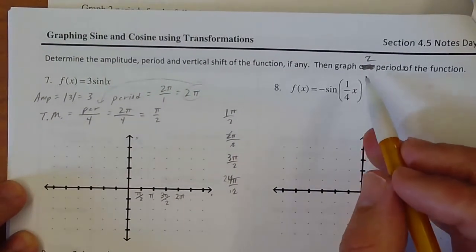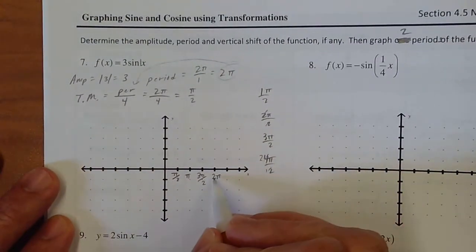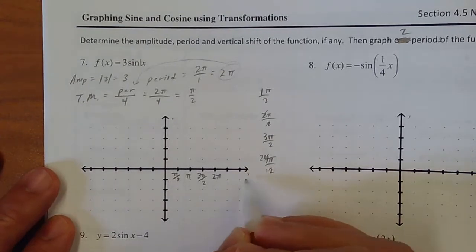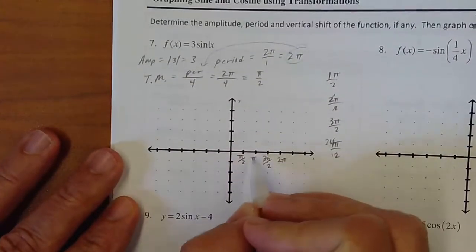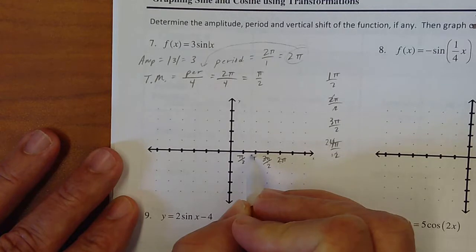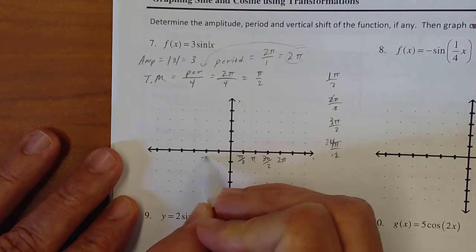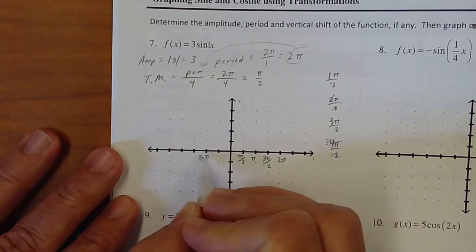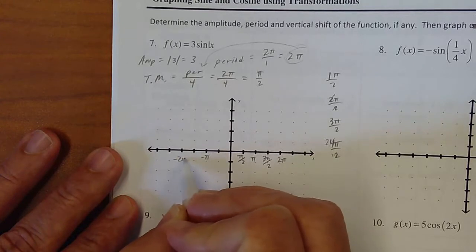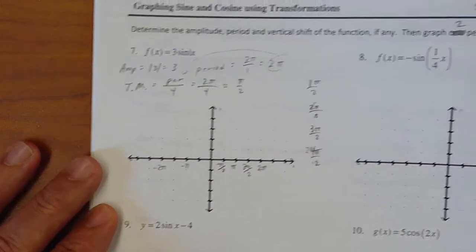It goes pretty smoothly. We need 2 periods, so I could go all the way to 4 pi in this direction, but I have more room on the graph to go backwards. So let's just go back. 2 tick marks is negative pi, so I'm just going to do every other now. And then negative 2 pi. Okay, that way I'll have 2 full periods now.